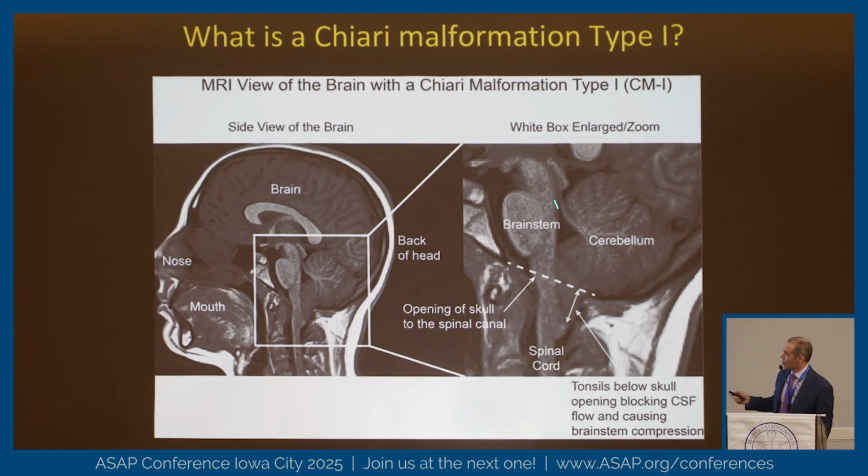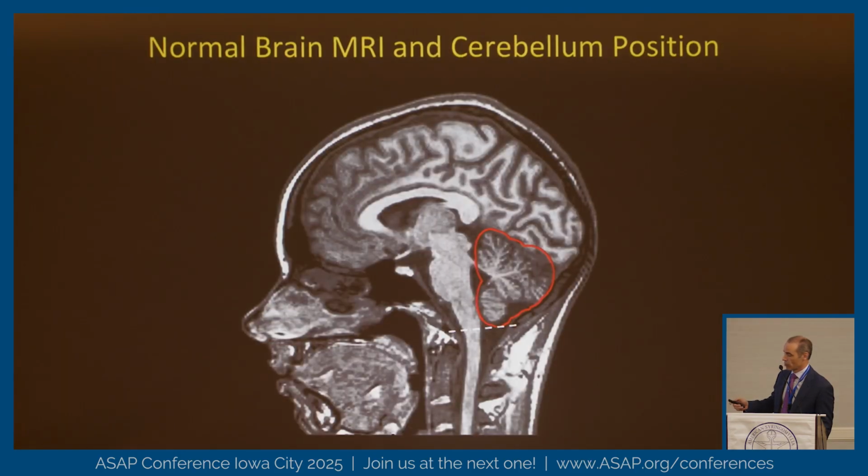It's obstructing the outflow of normal CSF, which begins up in the brain, flows through the aqueduct in the fourth ventricle, and it can't get out here. And then this ultimately results in symptoms: brainstem compression, obstruction of CSF flow, and other things that can happen, like syringomyelia, which we'll discuss.